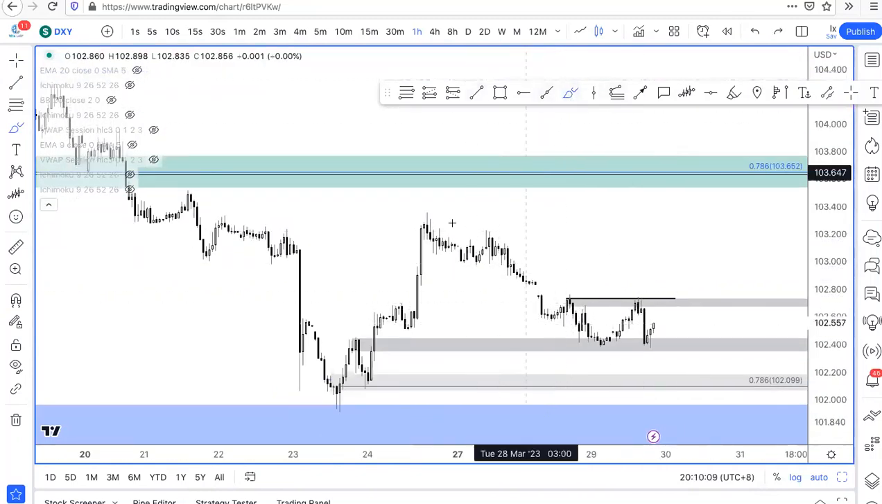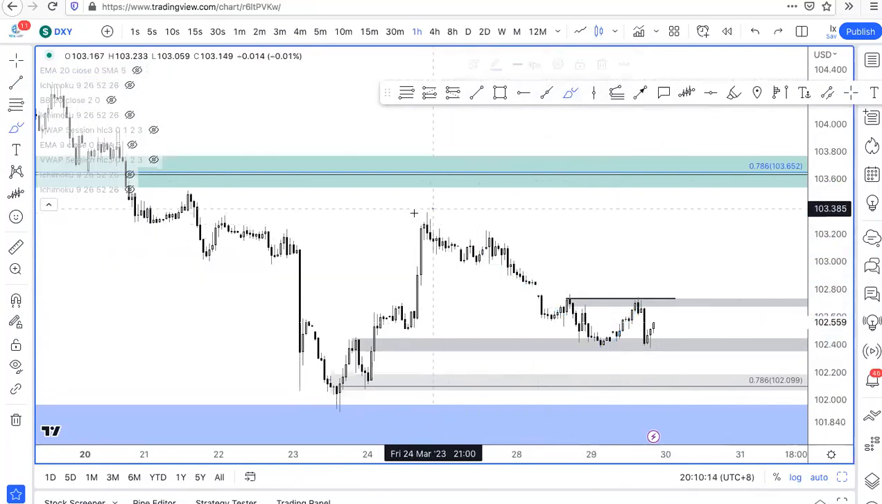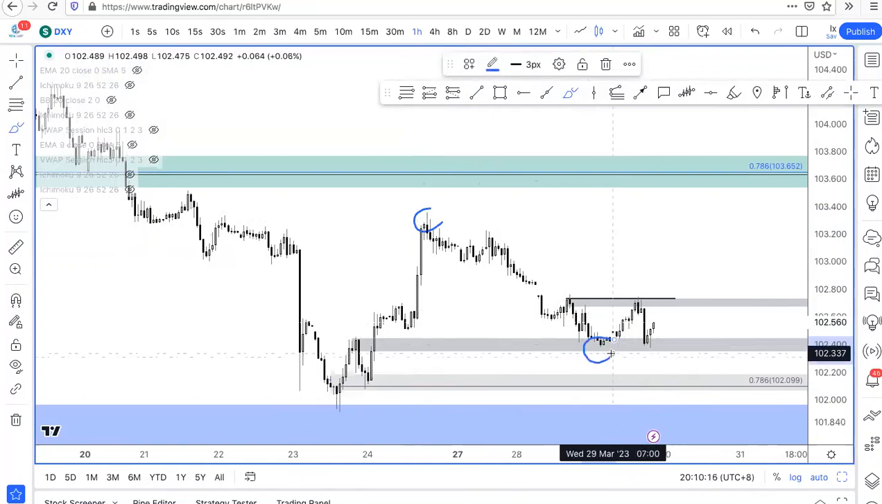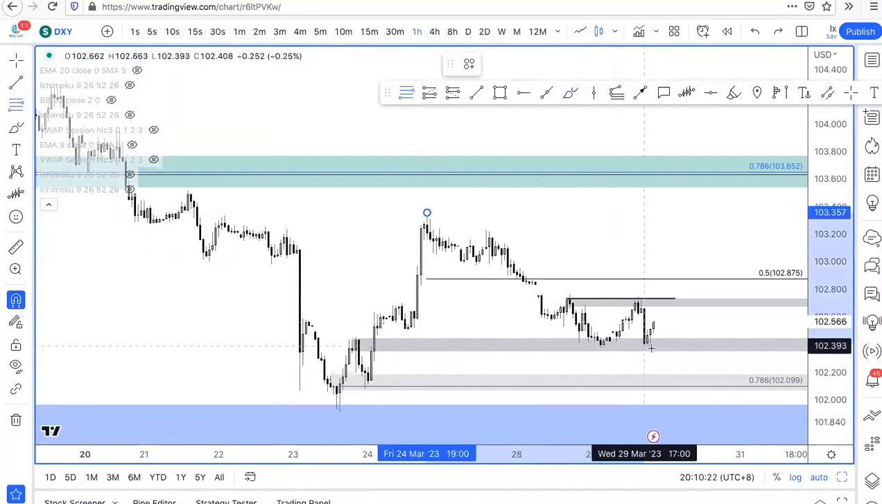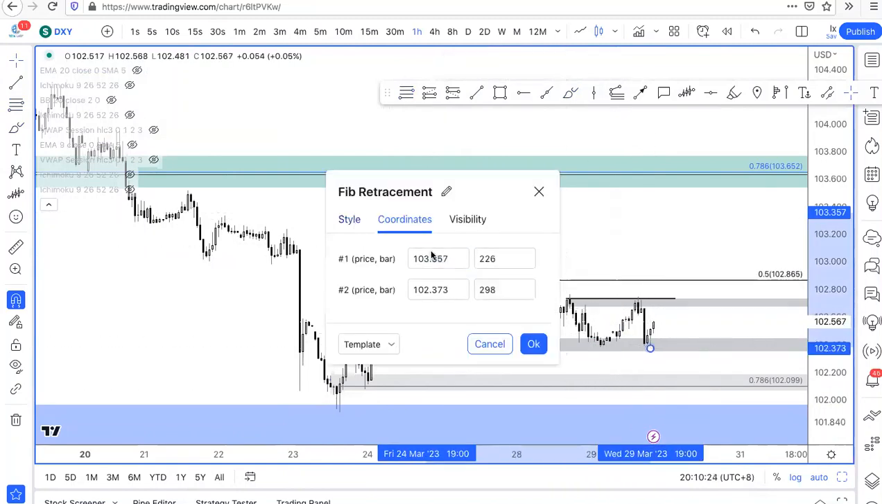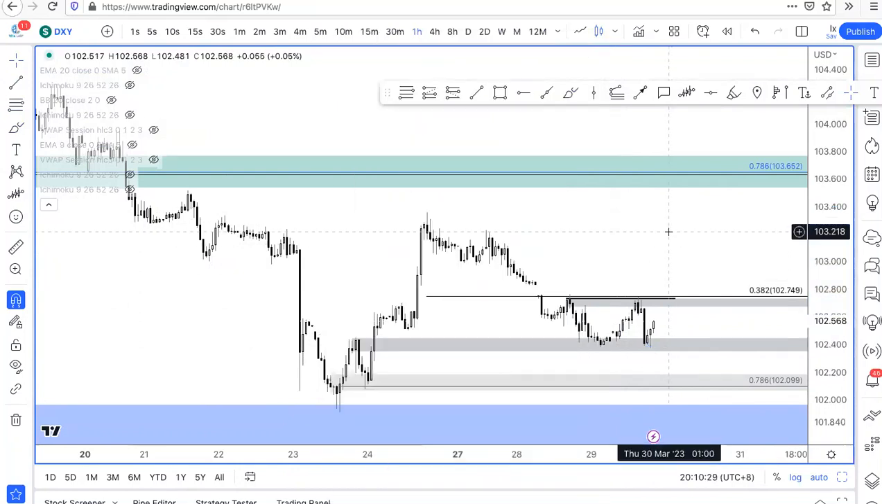Again, if we have that move down and this pullback, what we want to do is identify the move. Taking a retracement from high to low, we try and find if there are any retracement levels that line up here. When you take a retracement from high to low, you get the key levels. You can see the 38.2 retracement lining up here.